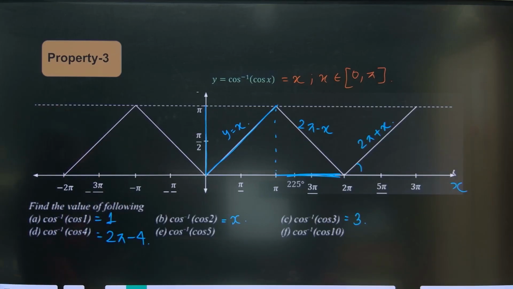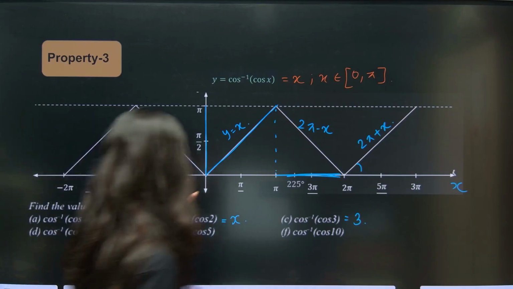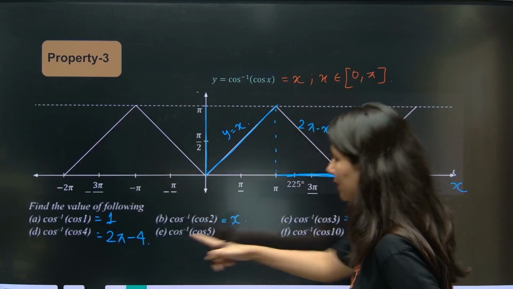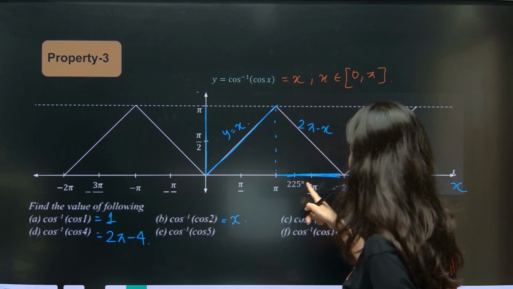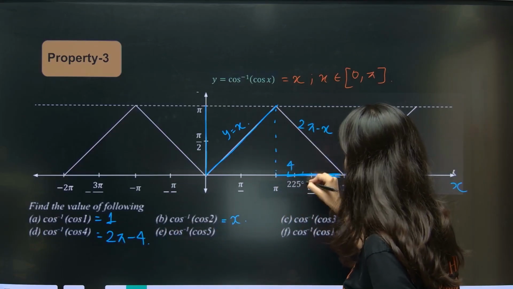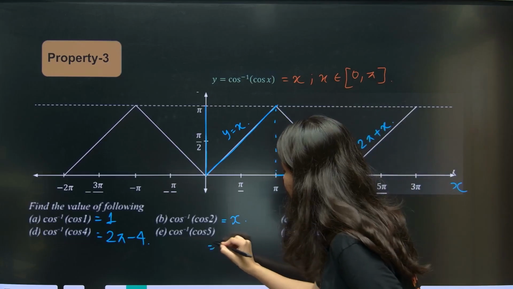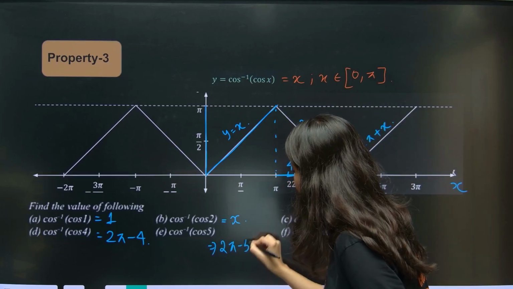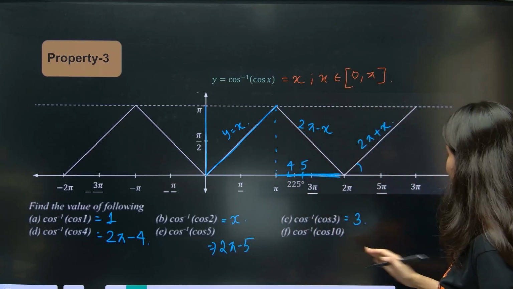Okay, cos inverse cos 5. So 5 will lie where exactly? Tell me. So ma'am, see, this is your 4. Now 4 will lie somewhere. This is 3, 4. This is your 4. And where is 5? 5 is also here. So 2 pi minus 5. And this is cos inverse cos 10.